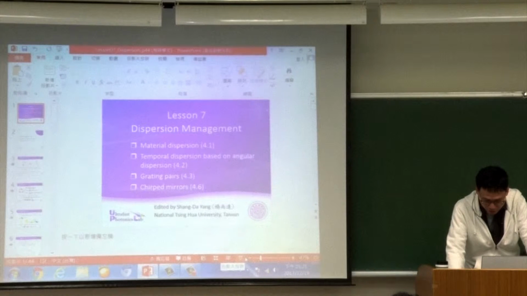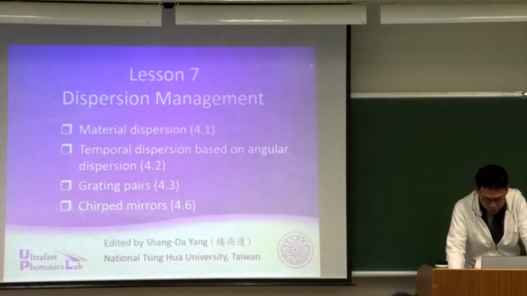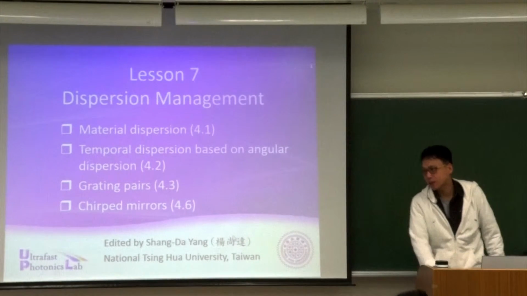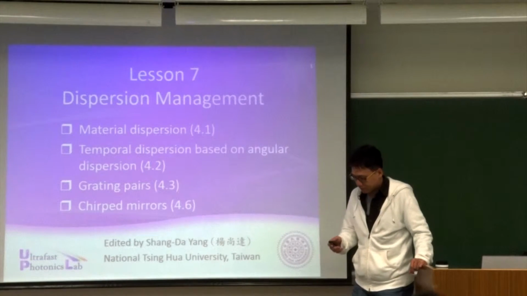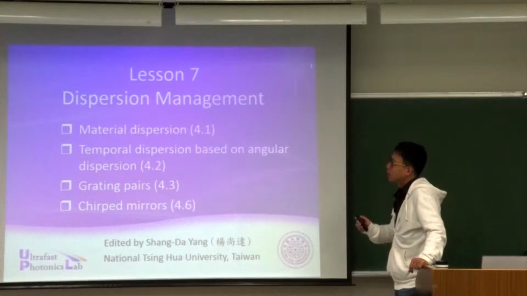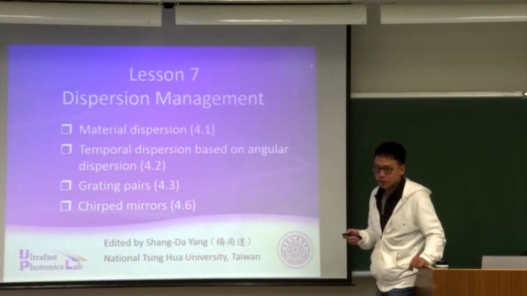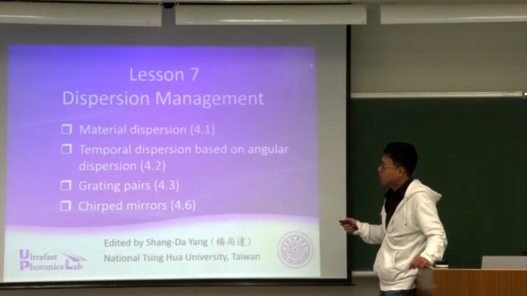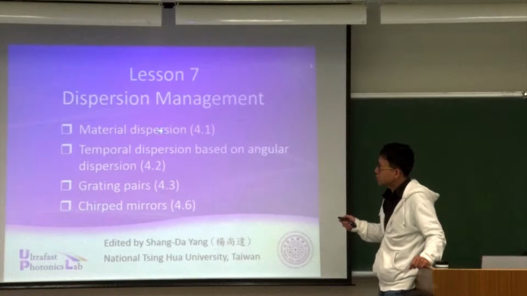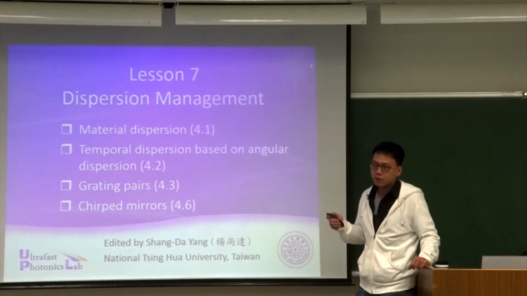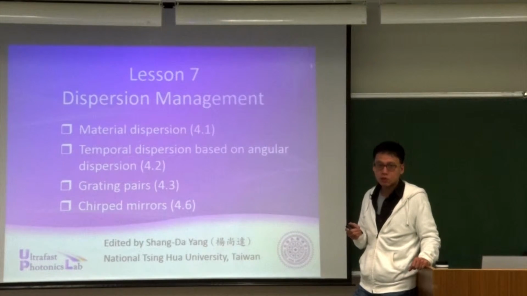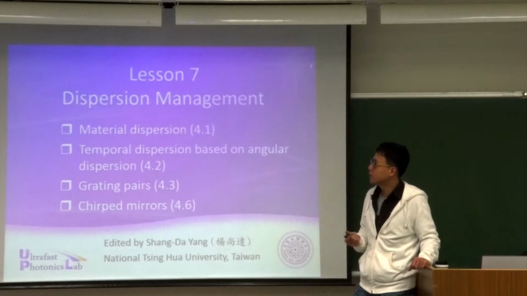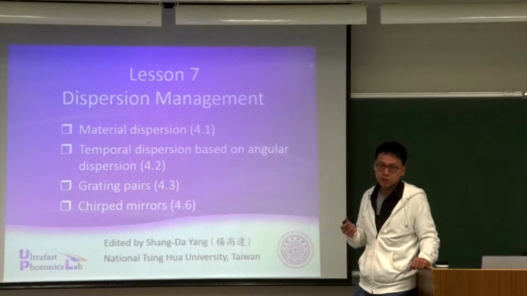So today we can go to lesson 7, the last lesson of this semester, dispersion management. There are 4 sections in this lesson, starting with material dispersion. You have studied some of the materials in lesson 3, when we talked about light-matter interaction. We treated material dispersion there.